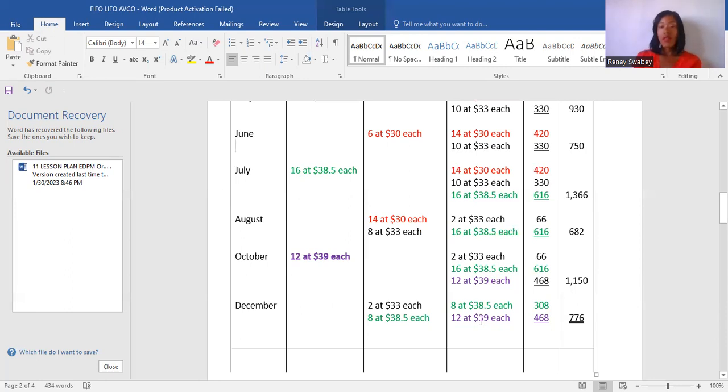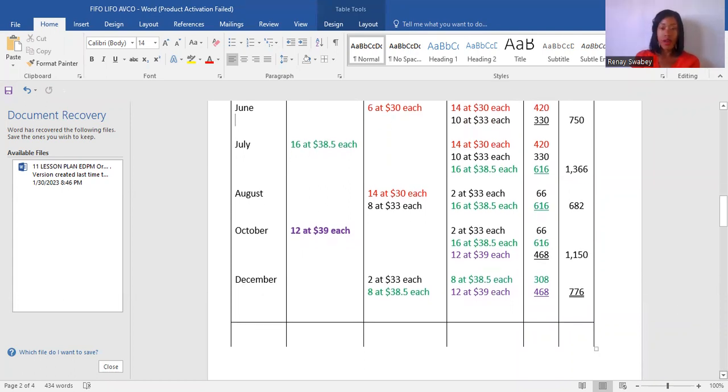Now, in this stock evaluation column is where we're going to do another calculation. So we say 12 times $39 each gives you $468. So in our adjusted column, and bearing in mind that FIFO says first in, first out, we're always going to sell from the first month that we purchase our items from. So when you find the total of this, it would be $1,150. Of course, you're at home, you have your calculator, so you can double check the figures, all right?